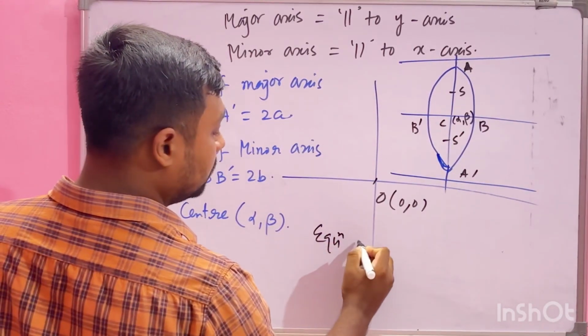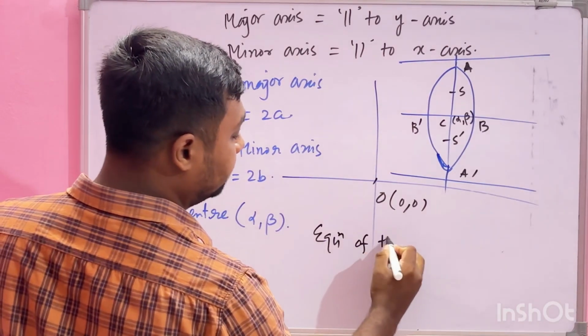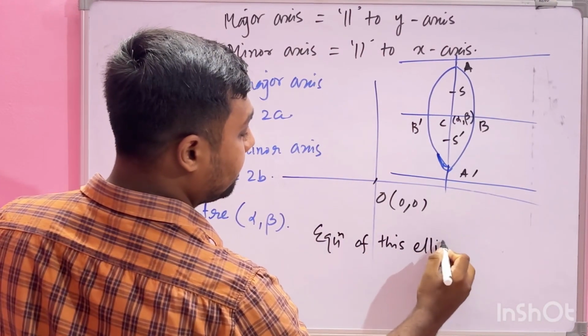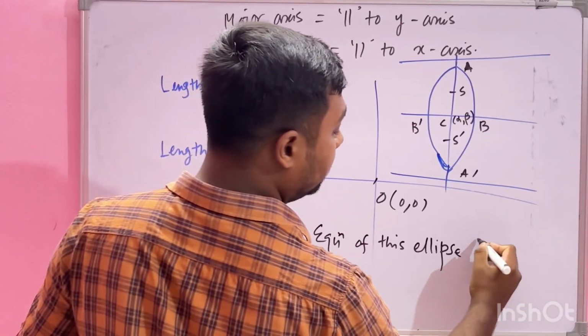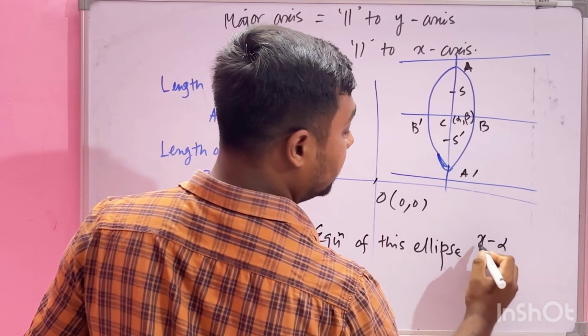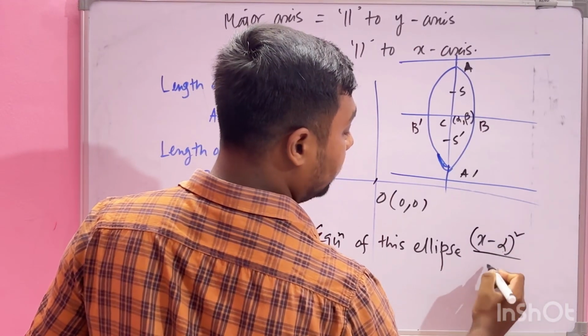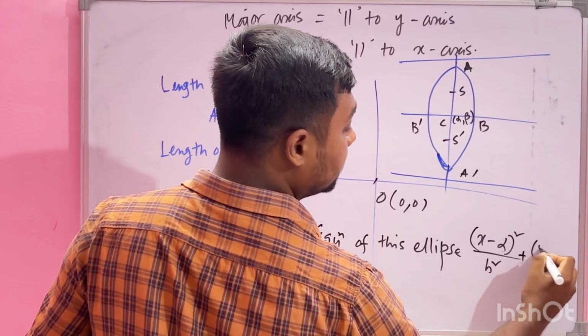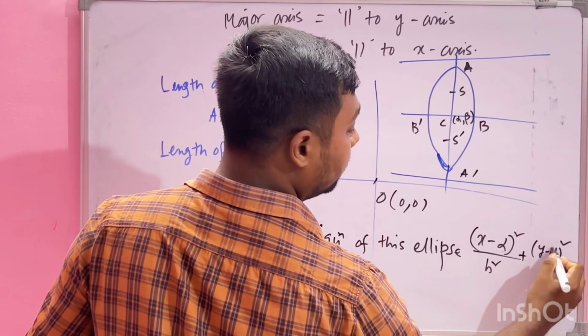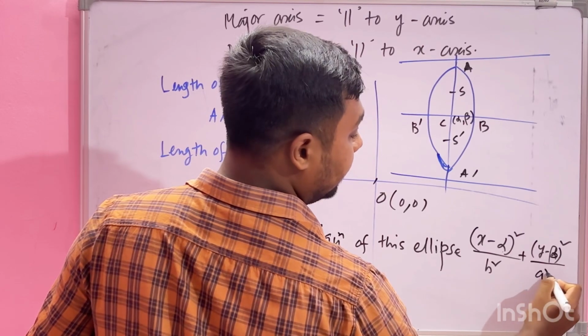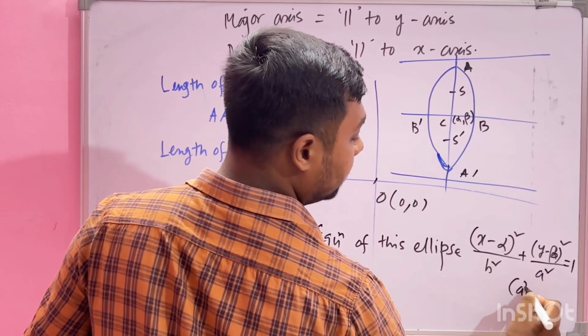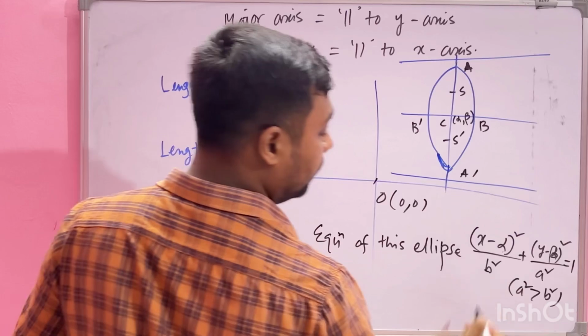So equation of this ellipse will be same like the previous one, (x minus alpha) whole square by b square plus (y minus beta) whole square by a square equal to 1. Here a square greater than b square.